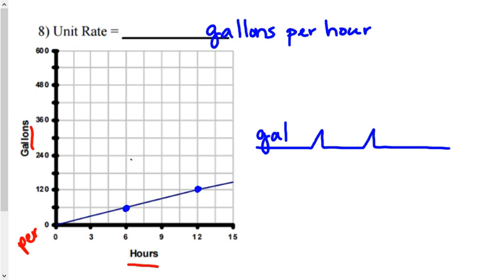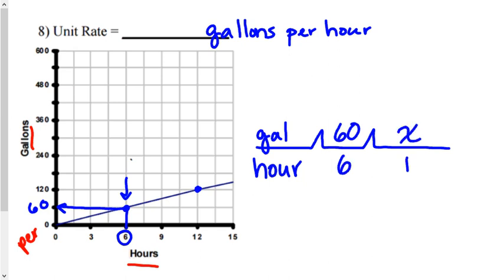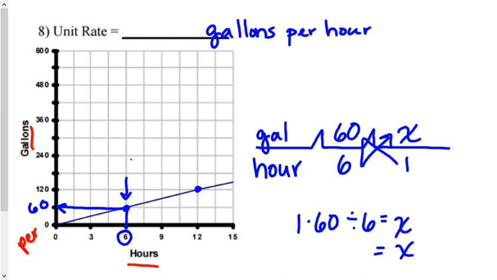So when I look at this, I'm going to look at the number of gallons per hour, and the ratio that I know that goes to this spot right here is 6 hours, and this spot right here is going to be 60 gallons because it's halfway between 0 and 20. So there's 60 gallons in 6 hours. How many gallons in 1 hour? Cross multiply and then divide. 1 times 60 divided by 6 equals x. And when I do that, I'm going to get that x equals 10. So the unit rate that's shown on this graph is 10 gallons per hour.